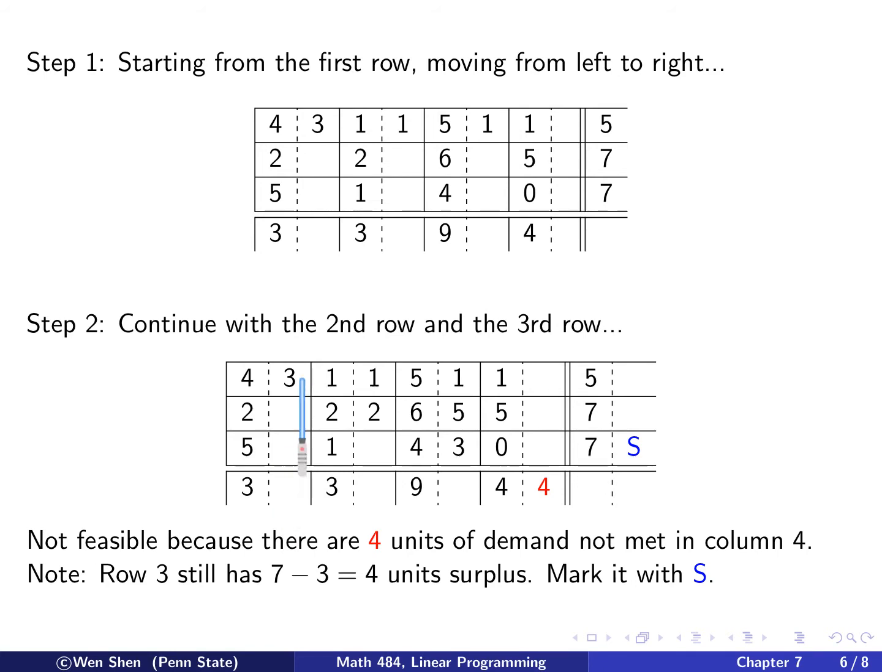So here the demand is already met. I do nothing. And here destination 2 needs 3 units, and I'm already shipping 3 units, so nothing. Now for destination 3, I have 1 plus 5, which is 6 units, already being shipped, but it needs 9 units. So I still need to ship 3 units.